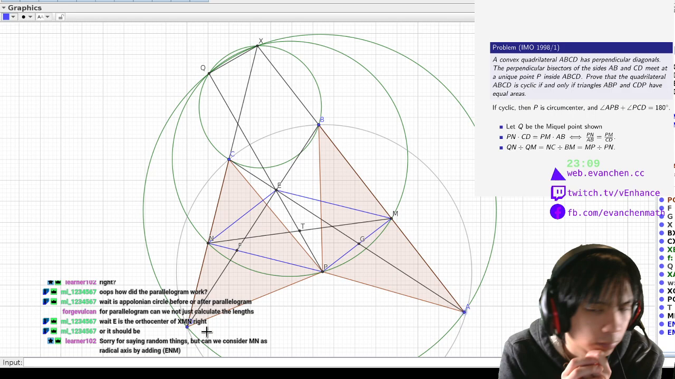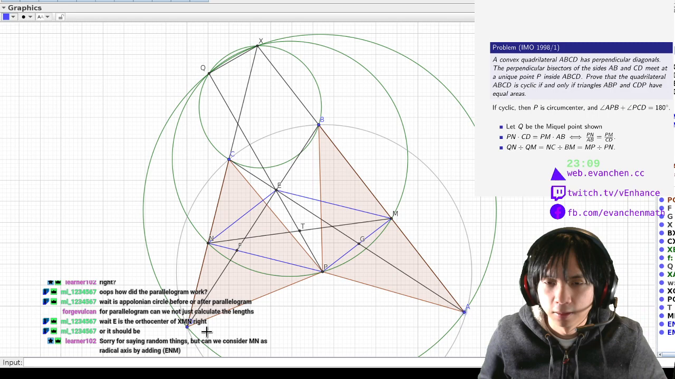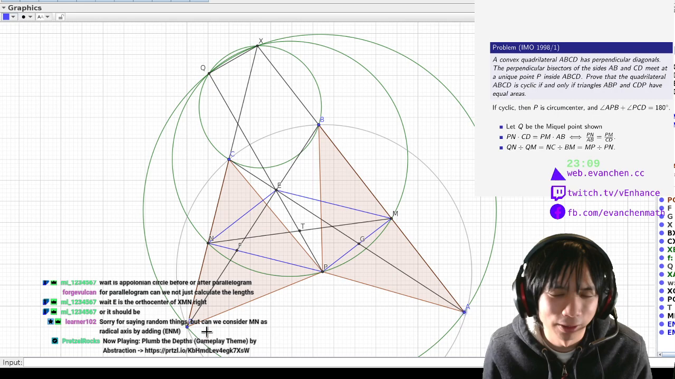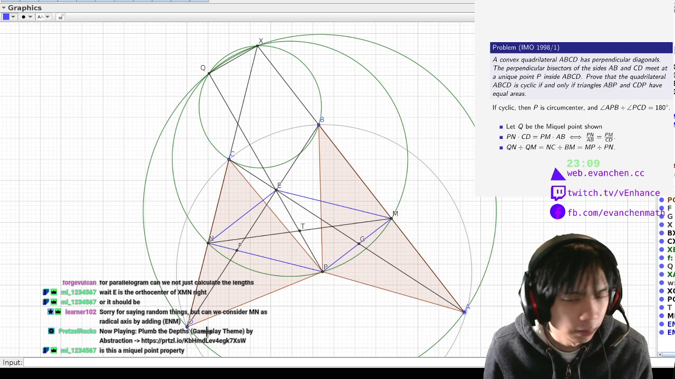Can we not just calculate the lengths? I mean, we know the lengths are in the correct ratio for it to be a parallelogram. Is this just a Miquel point property? No, I feel like the right angle is pretty particular.